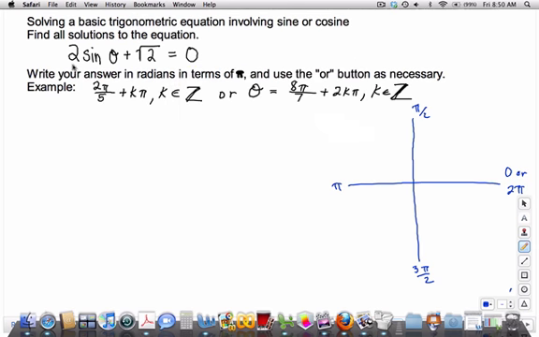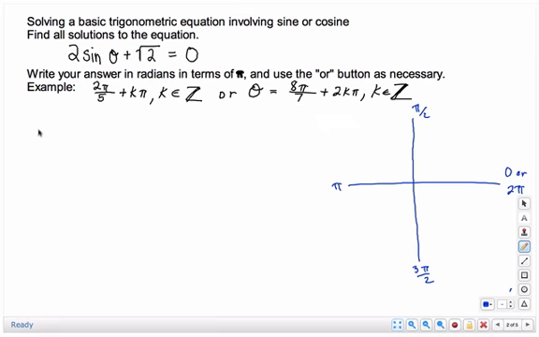Now, when you're given this equation right here, the first thing you want to do is solve this equation for sine of theta. So that means you need to get rid of this plus square root of 2 and the times by 2. So you're going to subtract the square root of 2 from both sides. That's going to give you a negative square root of 2. And then you're going to divide both sides by 2.